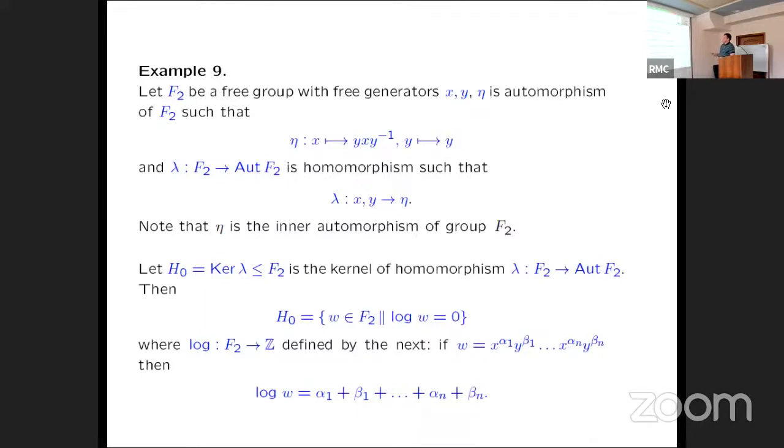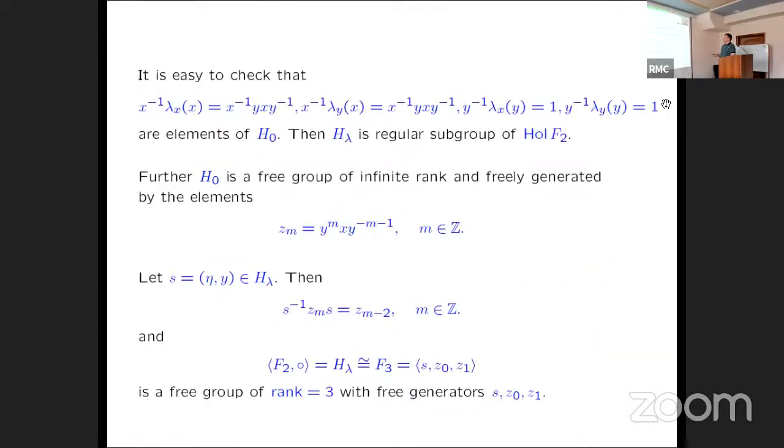May be interesting to consider inner automorphism. Inner automorphism, eta, defined by this formula, is a conjugation by element y, lambda of the same x and y go to eta. Then we define kernel of lambda, kernel defined free generators, which have the next form, z with index m, where m is arbitrary integer. Then we take element S is a pair eta y from H lambda, and we have the next action of S on free generators of the kernel lambda.